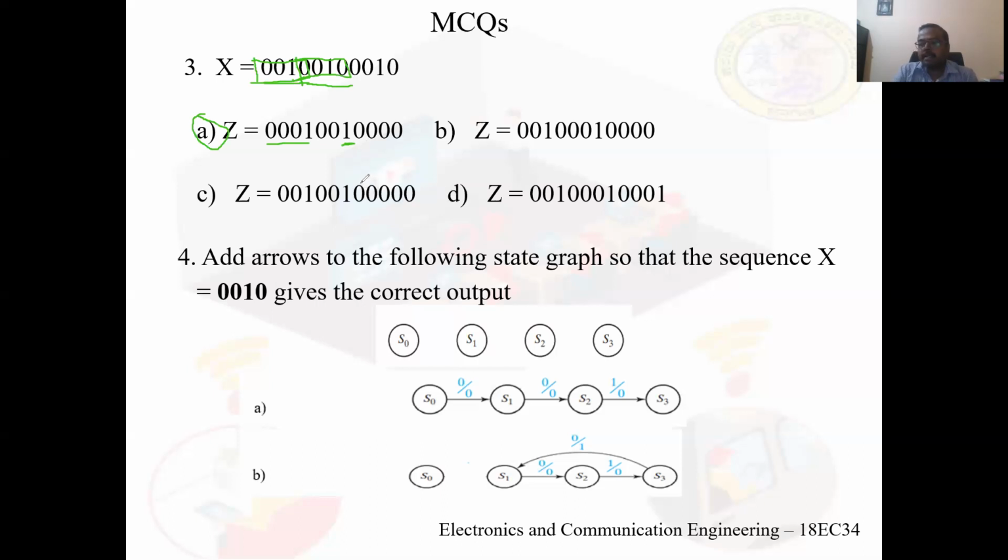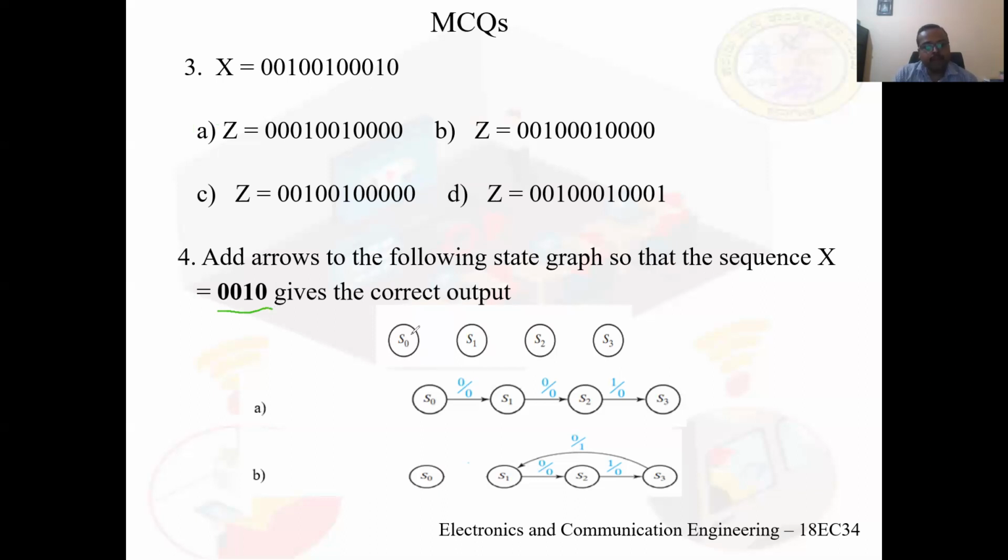Right? This is the correct option. Now we'll go to the next one. Fourth question: add arrows to the following state graph so that the sequence X equal to 0, 0, 1, 0 gives the correct output. Now the sequence we have is 0, 0, 1, 0.